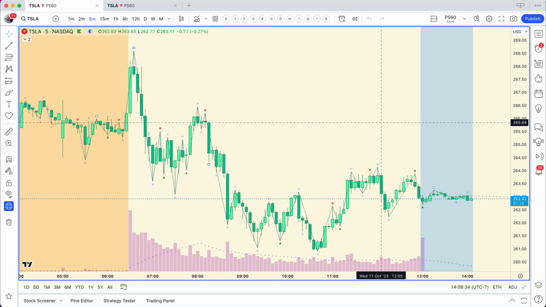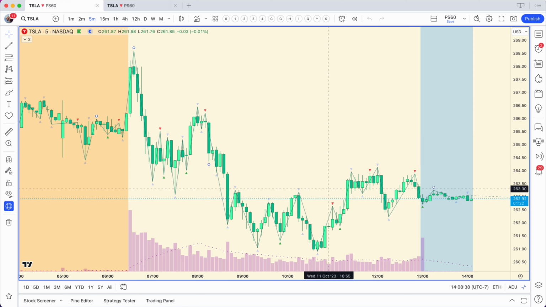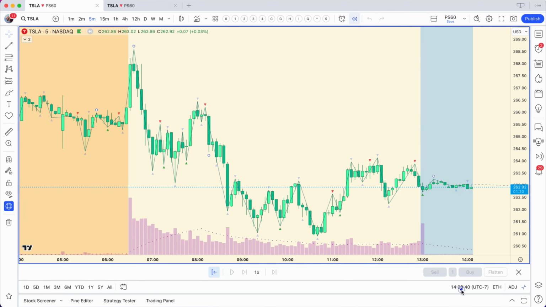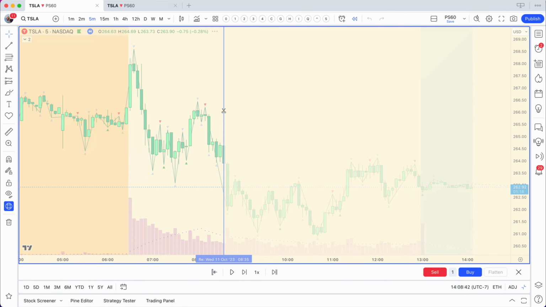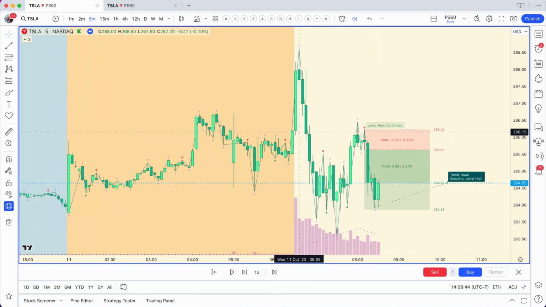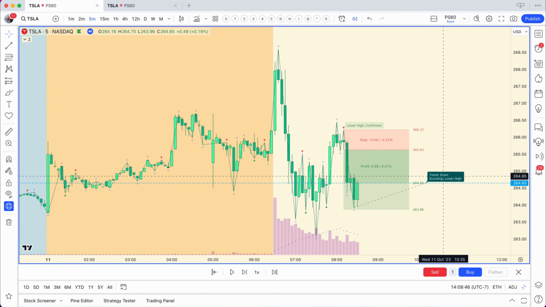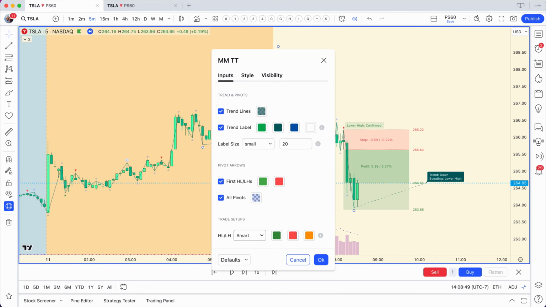Okay, so next up, just how to configure the indicator in general. So if I'm again going to jump back in time a little bit here and just show you a couple different things about the configuration. So I think by default, I have it set to show trade setups in smart mode, which is where it detects the trend and it'll only show trades in the direction of the trend.